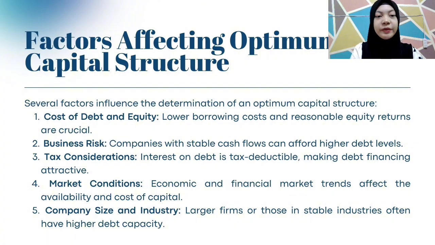Fifth, company size and industry. Ito, importante rin siya. Kasi usually, yung mga malalaking firms and mas stable industries have higher debt capacity. Just like what I've said earlier sa business risk. Example, ang Ayala Corporation can easily raise billions through bonds dahil nga kilala sila at saka stable sila.